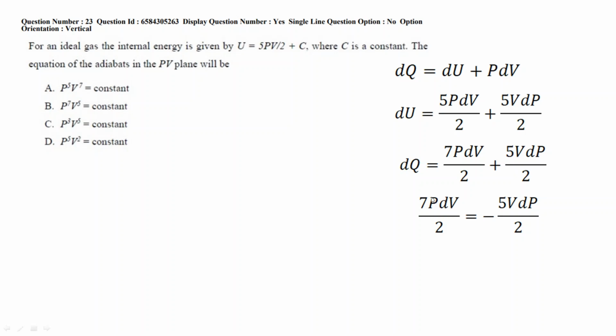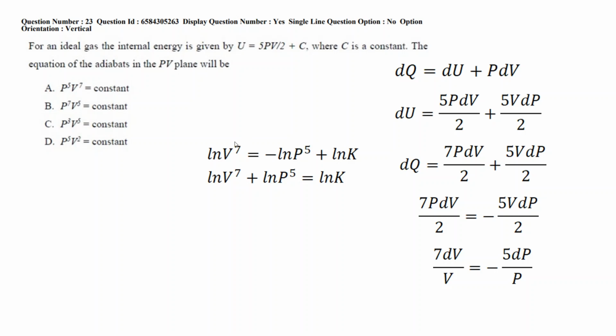Now you take P to the RHS and V to the LHS, and you integrate it. So this is what you get when you exchange P and V to the other side: 7 dV by V is equal to minus 5 dP by P. Now you integrate this. When you integrate this, you get ln V raised to 7 equal to minus ln P raised to 5 plus a constant, the constant of integration, and that constant I have equated to ln k, where k is another constant. Now if you take minus ln P to the left hand side, you get ln V raised to 7 plus ln P raised to 5 is equal to ln k.